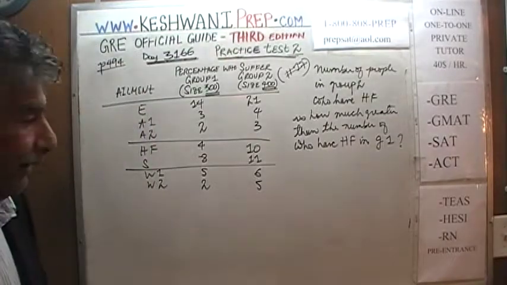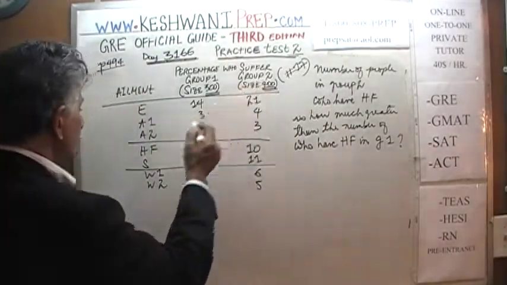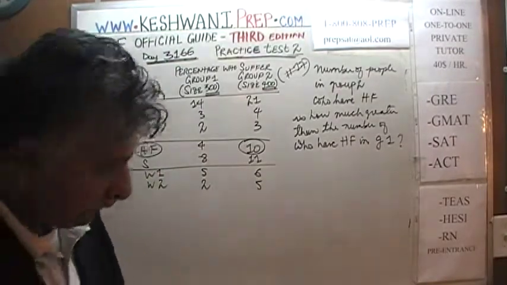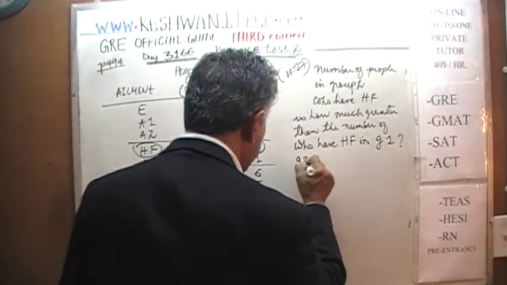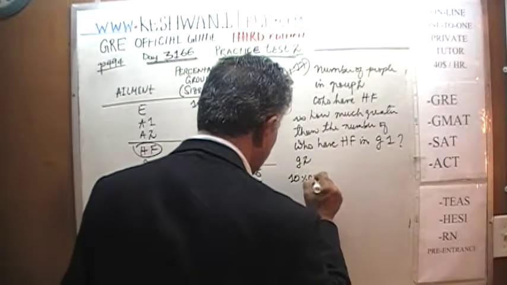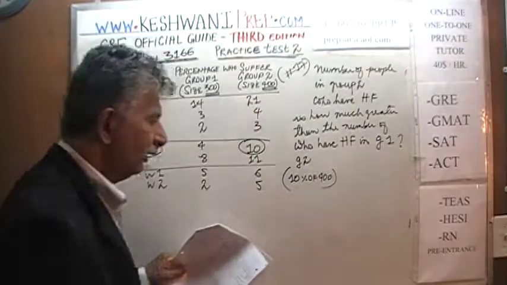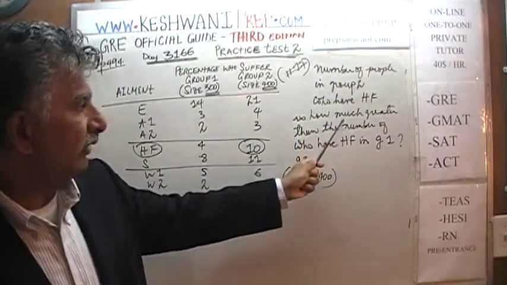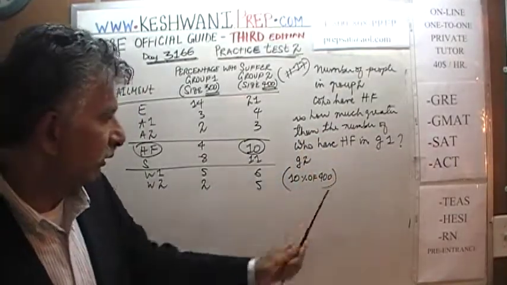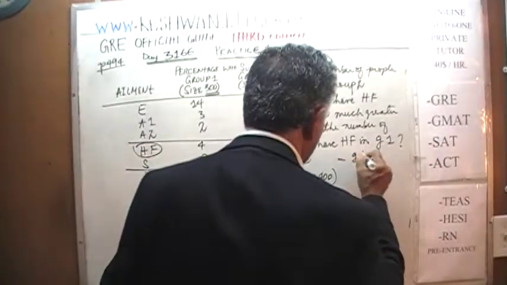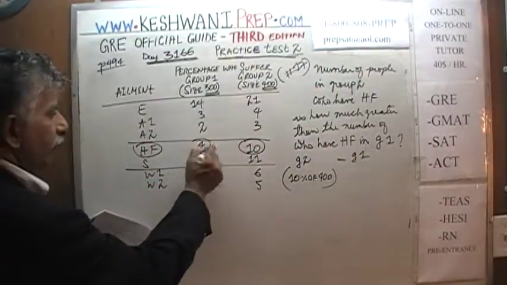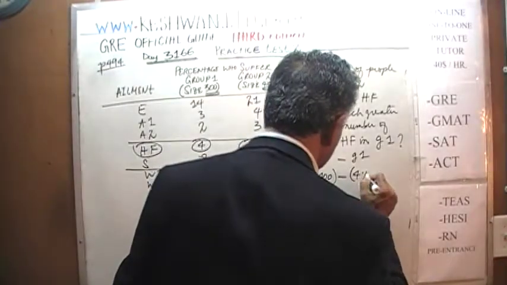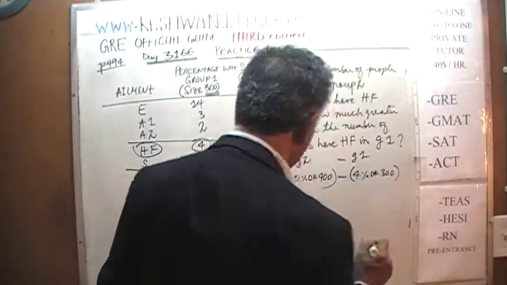Let's see how many people have hay fever in group 2. So here's our group 2 and here's the hay fever. It looks like 10%. So group 2 here is 10% of 400. Let's find out how many people have hay fever in group 1. In group 1, again, we have 4%, but 4% of what? 4% of 300. It's a very straightforward, simple question.